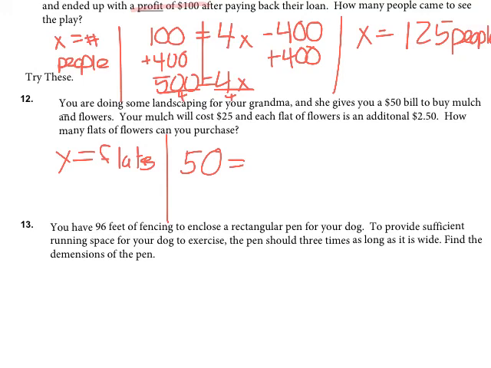You buy mulch. How many times do you buy mulch? Once. So a single 25 plus how many flats of flowers? Well, we don't know at this point, right? So 2.5x. Okay? I can solve down. I'm not going to take the time to, and I get x equals what? 10 flats. Okay? All right, let's look at 13.